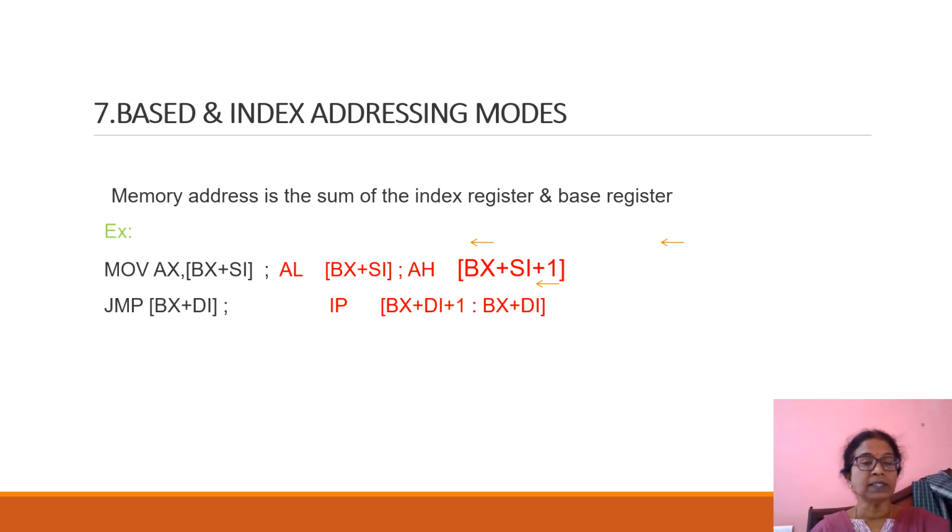Based indexed addressing mode. Here both base registers and SI registers are used. The content of BX is added with SI, and adding these you get one memory address. The content of that memory address and the next address is moved to the AX register. Here you can use either BX or BP. The content of BX and DI are added, and that content and the next content is moved to the IP register, and the instruction jumps to this particular address.